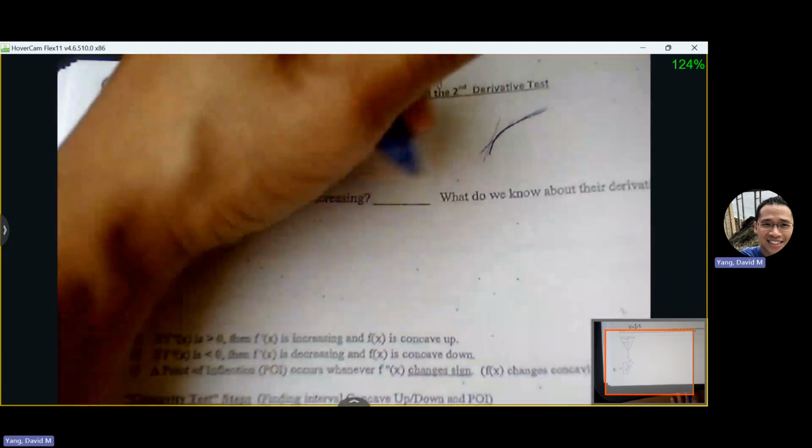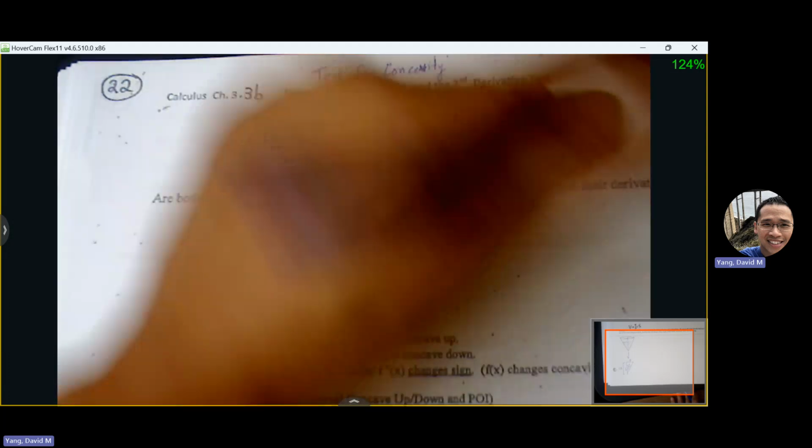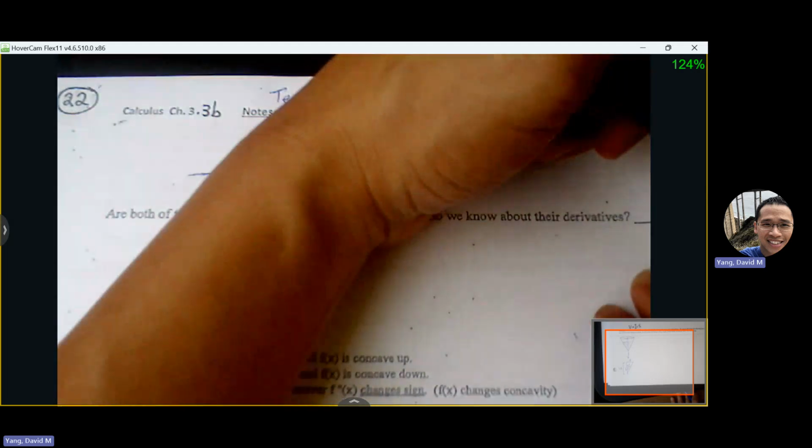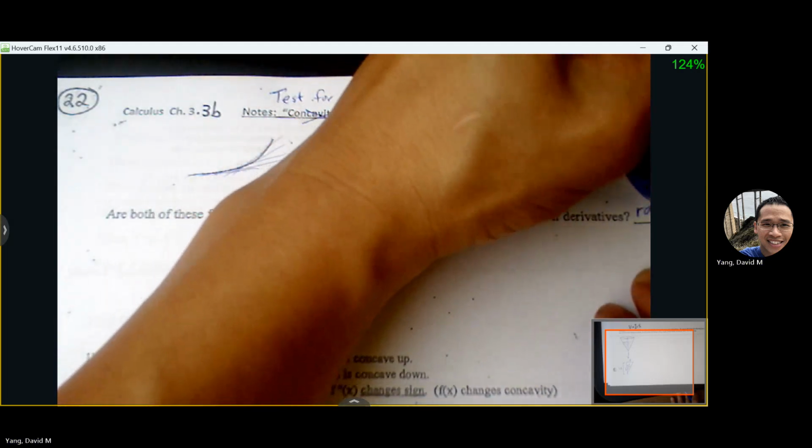So are both these functions increasing? Yes, they are. But what do you know about their derivatives? The rate of their slope is different, or the rate of their slope is changing.